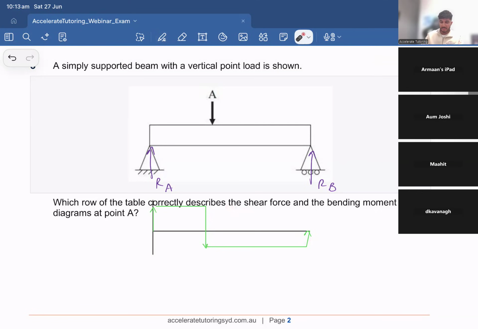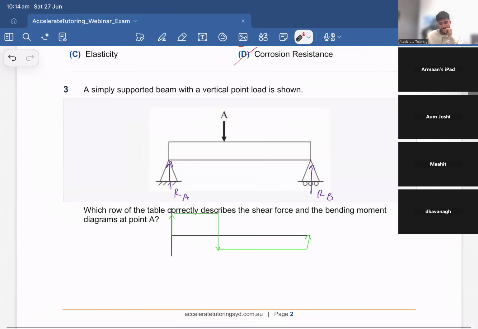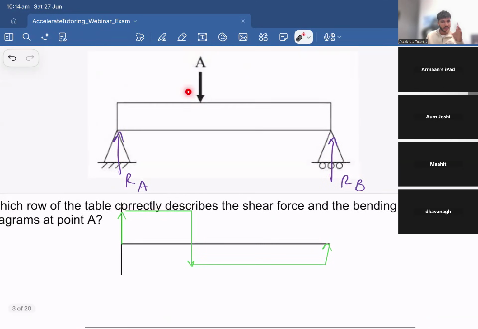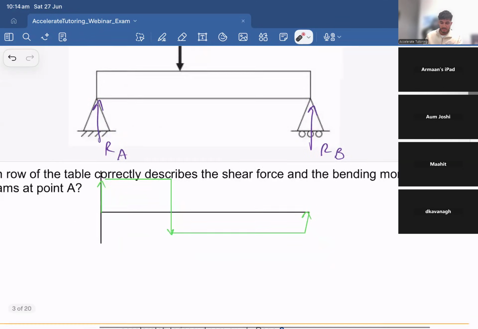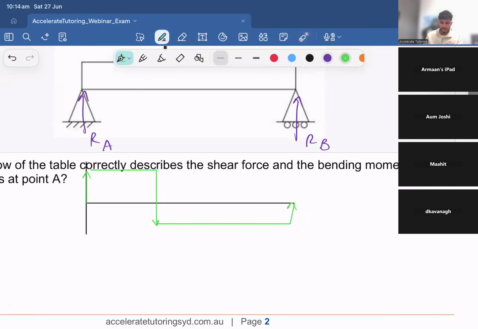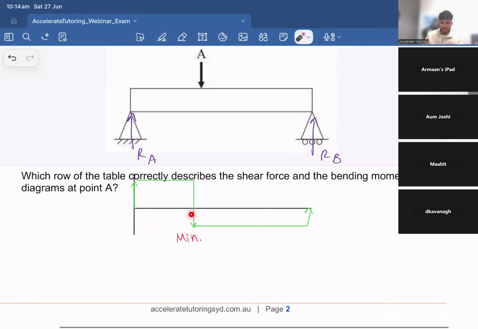Now, looking at this at point A, what we can see is the fact that, is this the minimum or maximum point at point A? So if we look at this diagram, we go up by RA with whatever that vertical support was. We go across, the force A is applied. We go down, go across, and then the reaction force at point B. So this is our minimum point for our shear force diagram.